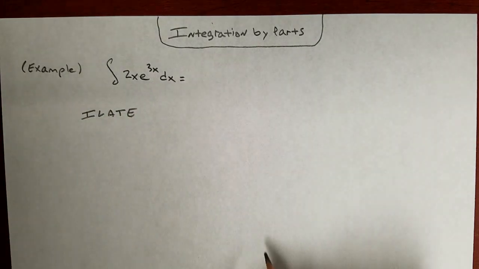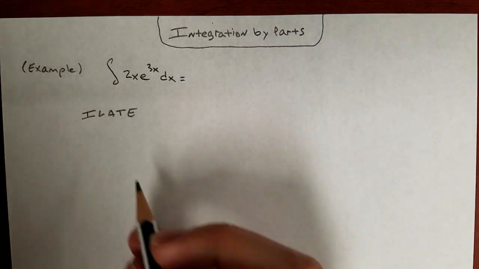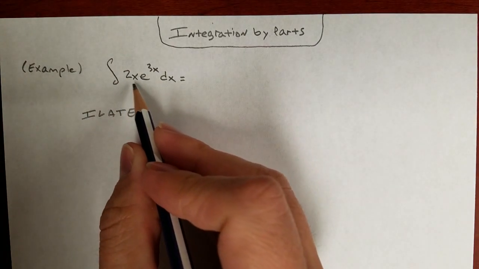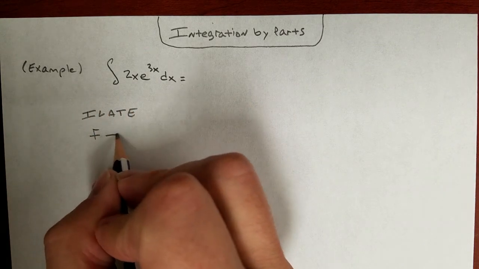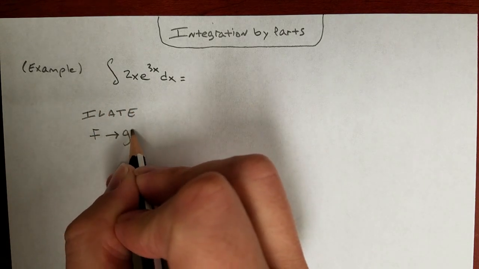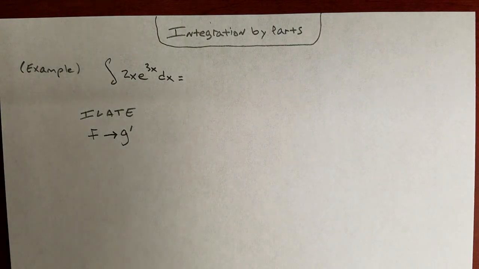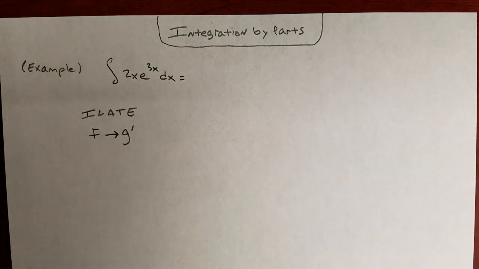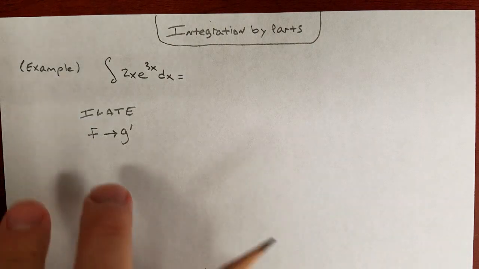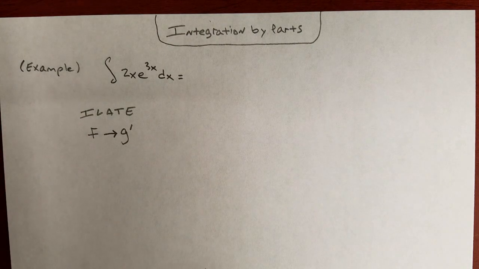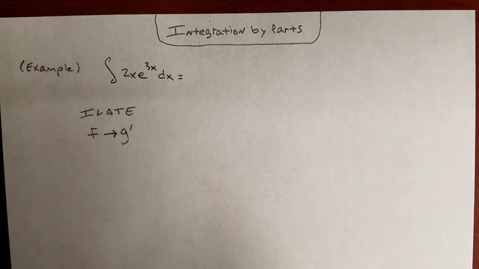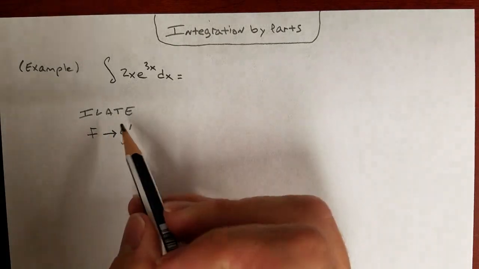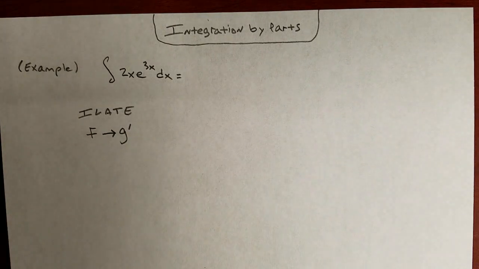We look at our original integral and we see that one of those things is a function called f and the other is a function called g prime, g prime being the derivative of g, whatever that is. You look at it initially like this, and you decide which is which by going through this acronym here. You read it from left to right. You identify what kind of functions you have, and you make your choice.